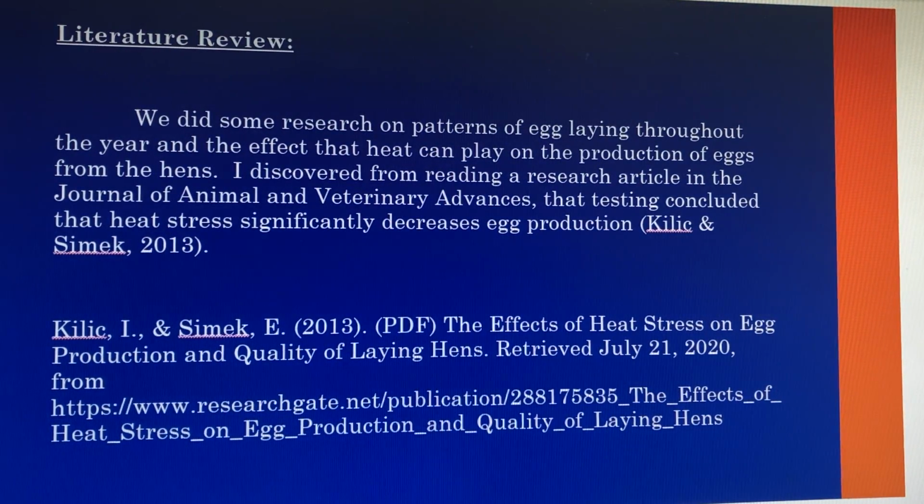As far as literature review, we read some research on patterns of egg laying throughout the years and the effect that heat can have on the production of eggs from hens. I discovered from a research article in the Journal of Animal and Veterinary Advances that testing concluded that heat stress significantly decreases egg production.